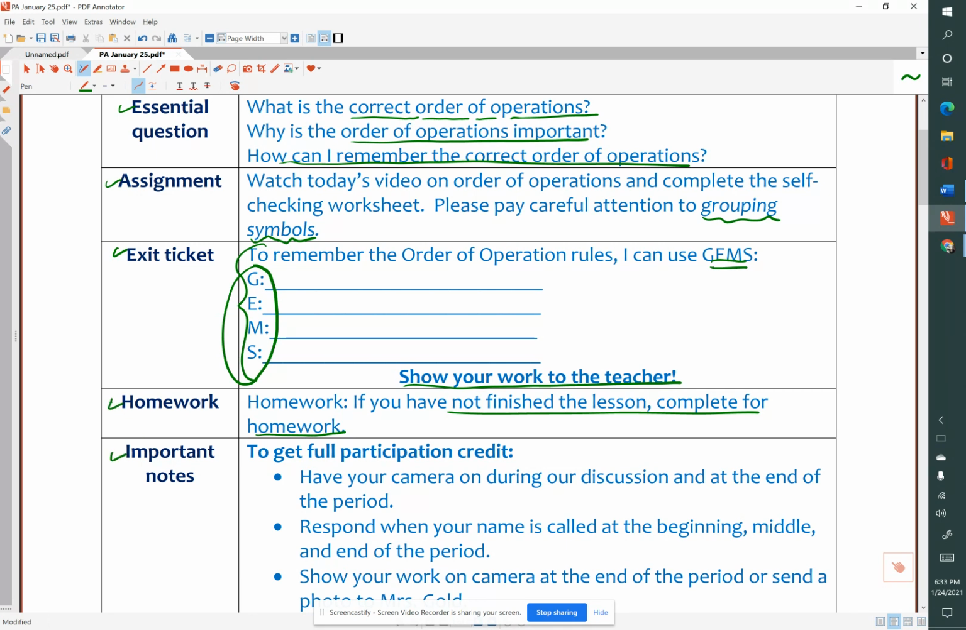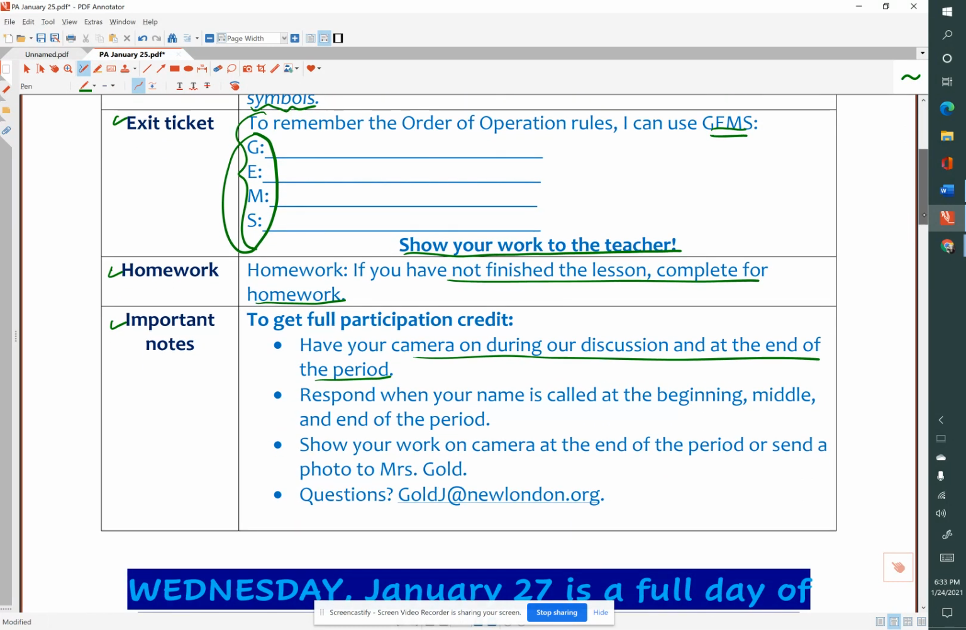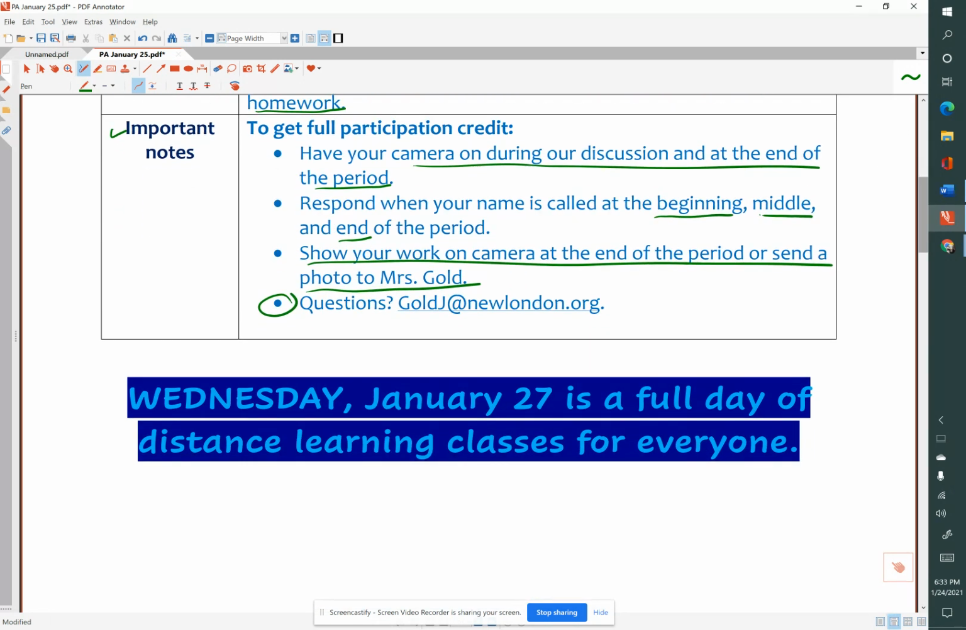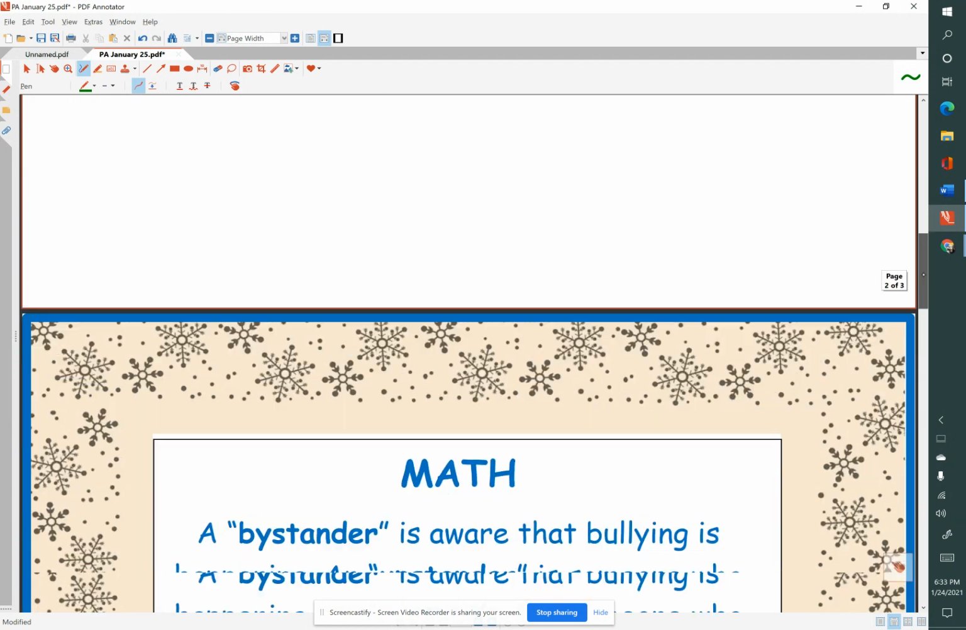So important notes, we're going to have our camera on during our discussion and at the end of the period, our initial discussion. We're going to respond when your name is called at the beginning, middle, or end of the period. Show your work on camera at the end of the period or send a photo. If you have questions, you know where to send them. Just to remind you, this Wednesday, January 27th, is a full day of distance learning classes. You'll dial into all 7 periods.